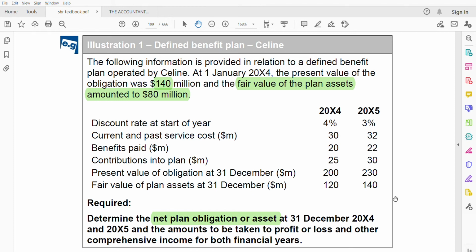At 31st December 2004, that means at the closing year end, they want the closing balance. And amounts to be taken to profit and loss. What amount out of it will go to profit and loss and other comprehensive income for both financial years. So they need these as well.